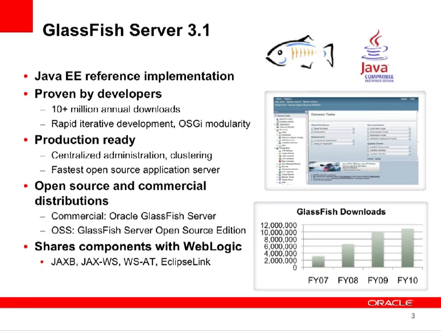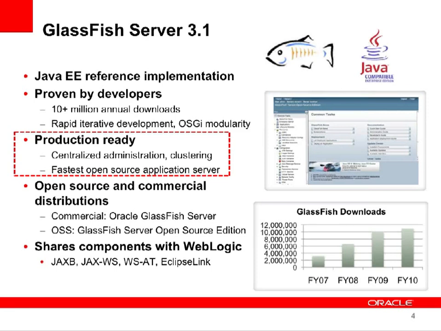And it's proven by developers. We currently are on track again for roughly another 10 million downloads this year. And we've gotten a tremendous amount of positive feedback from developers around our ease of use. Of course, they get early access to the latest standards, Java EE 6 in this case. We offer rapid iterative deployment, OSGi modularity, so the app server is very lightweight, starts up quickly, and uses a minimal amount of resources.